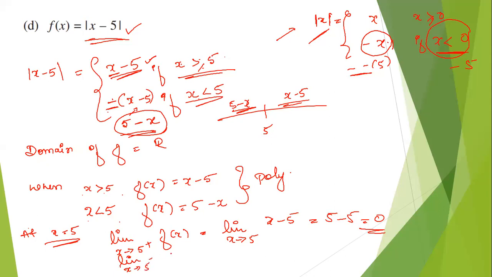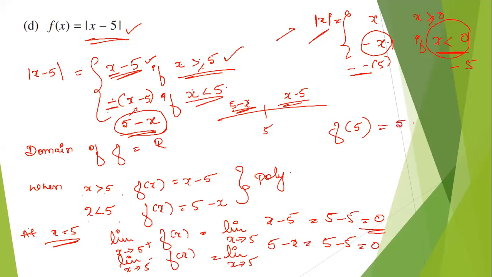What do we get for the left hand limit? When x is less than 5, so it will be 5 minus x. That also is 5 minus 5, 0. What will be value of the function at x is equal to 5? That is also 5 minus 5. That is also 0. So what we can conclude?